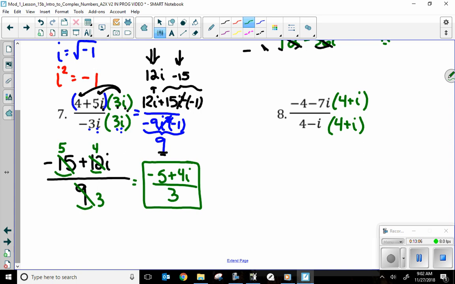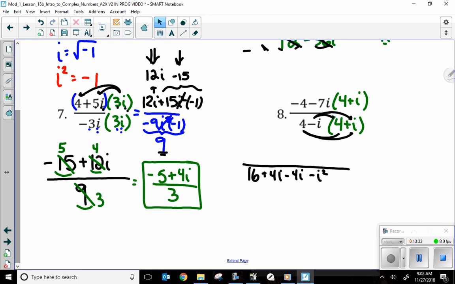All right? So, oh boy, foiling. We've got to foil the top and the bottom. 4 times 4 is 16. I'll write this out here. 4 times a positive i is positive 4i. Negative i times 4 is negative 4i. And negative i times positive i is negative i squared.